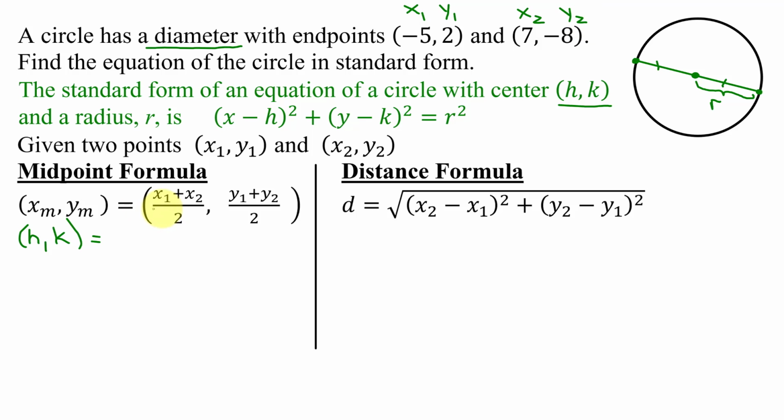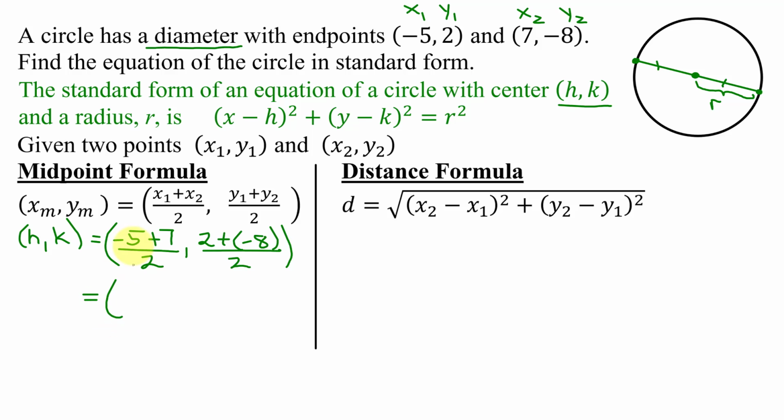So plugging these values into my formula, x sub 1 is -5, plus x sub 2 is 7. Those are divided by 2. The y-coordinate is y sub 1, which is 2, plus y sub 2, which is -8. Those are all added up and divided by 2.